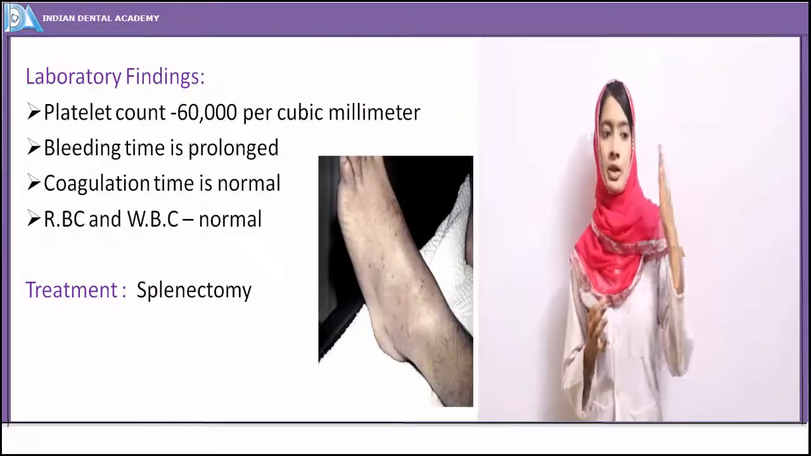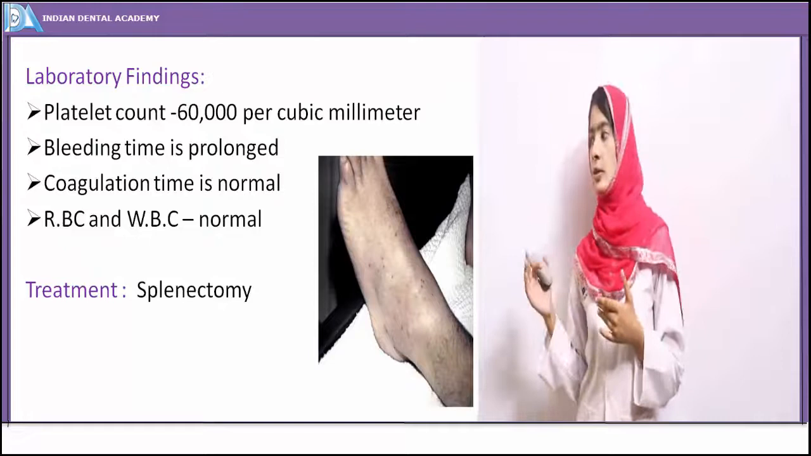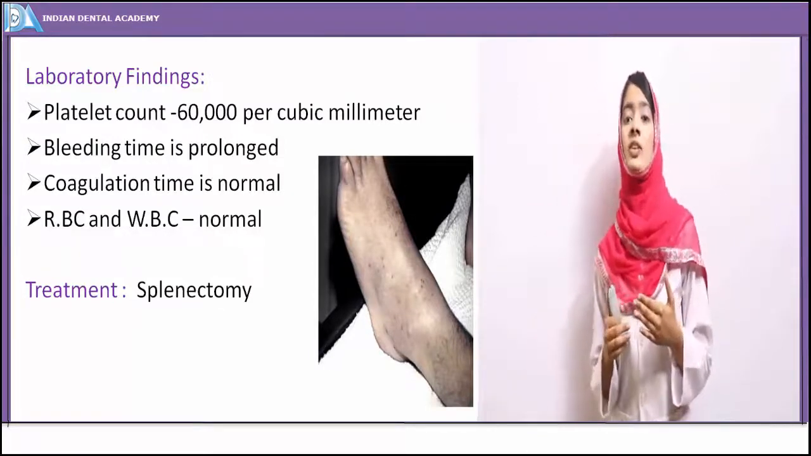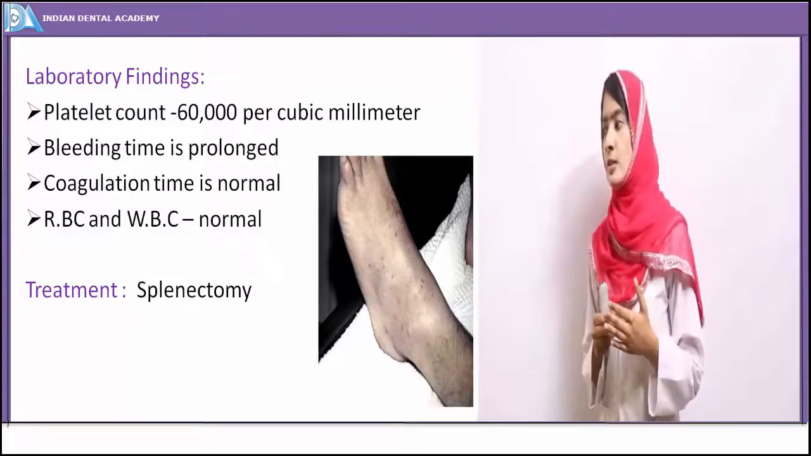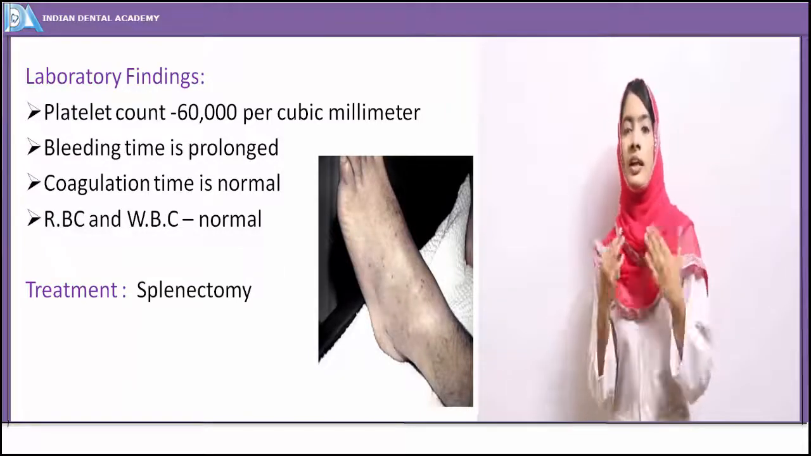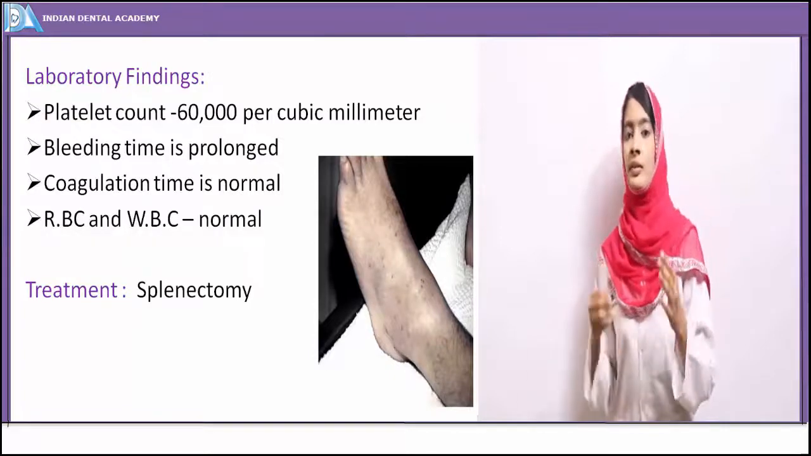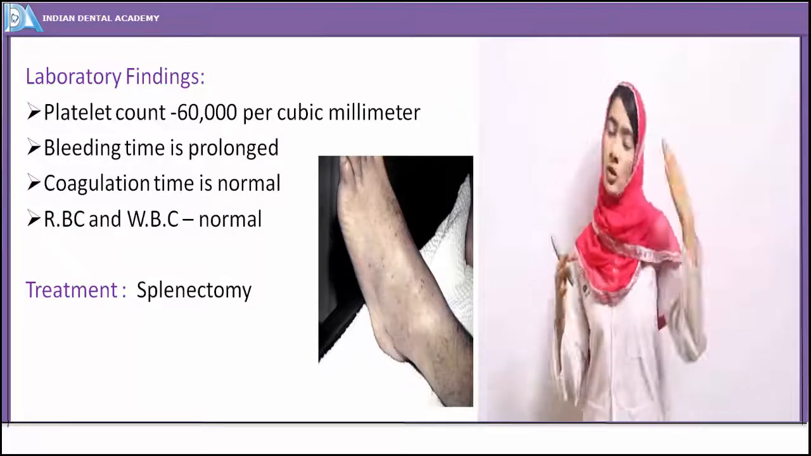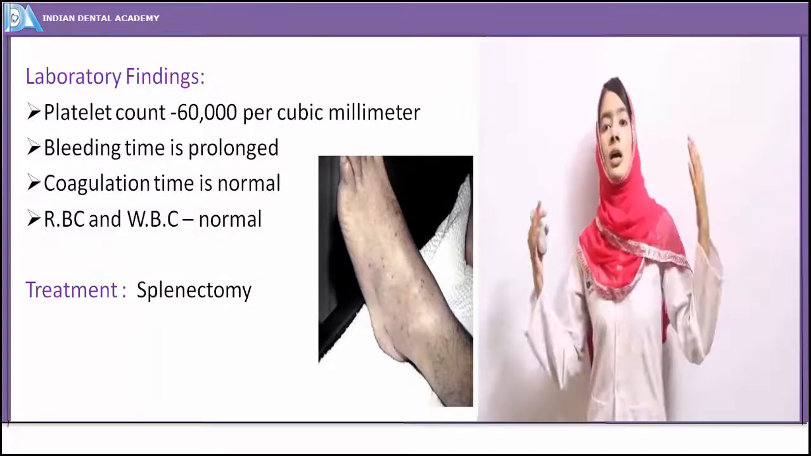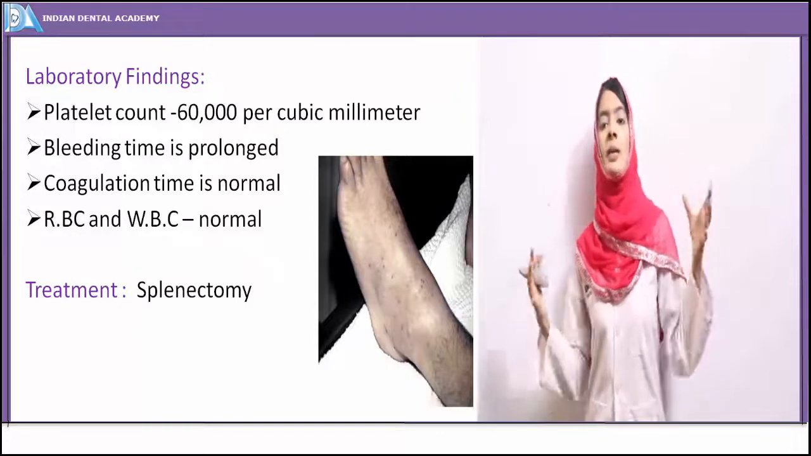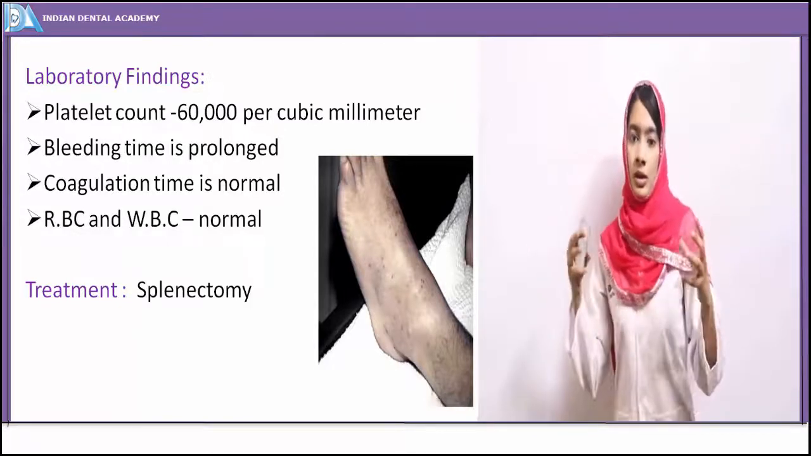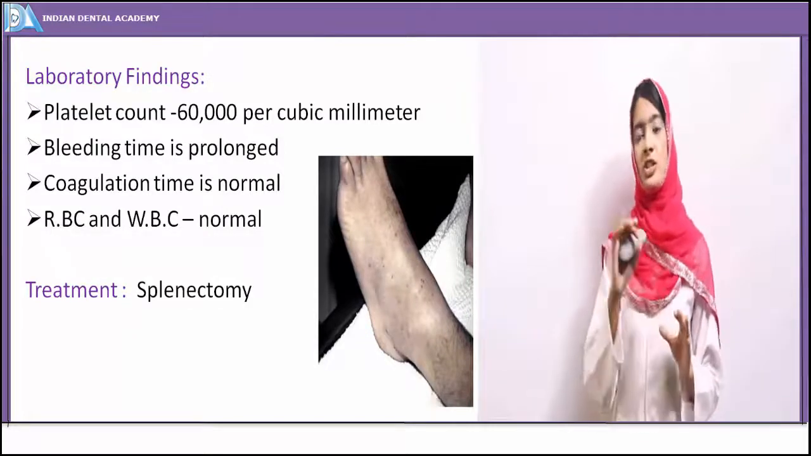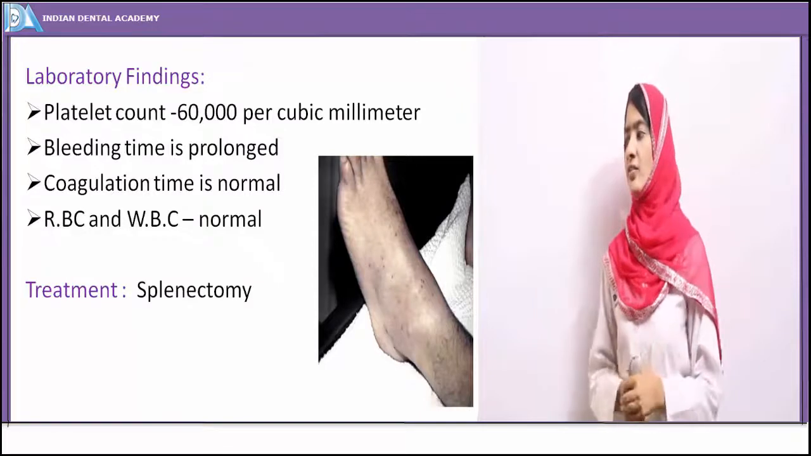Platelet count is actually about 60,000 per cubic millimeter. So the bleeding time is prolonged. It takes a long time for the platelets to aggregate. Though there is no defect in coagulation, the fibrin threads are formed and the clot is formed, but because there is a reduction in platelets, whenever there is an injury, the platelets are reduced in number. So a reduced number of platelets leads to prolonged bleeding time, whereas the coagulation time is normal because there is no defect in clotting factors as such.